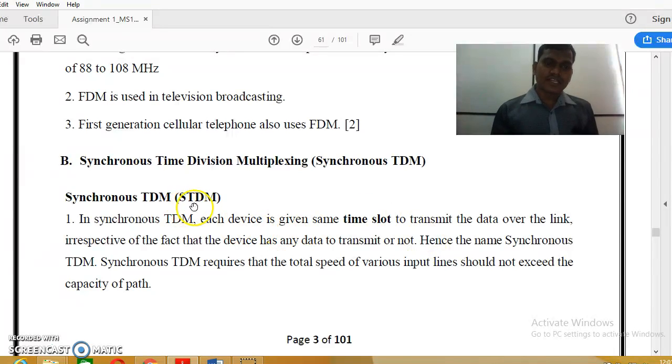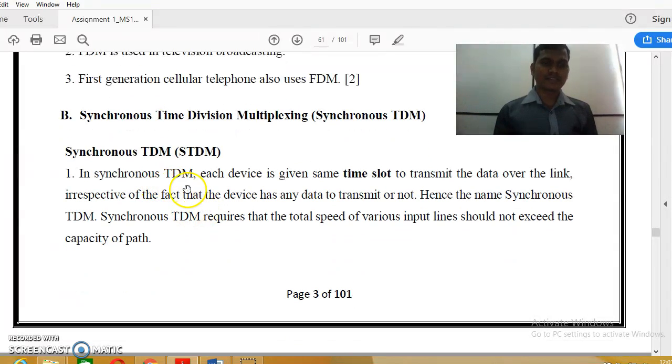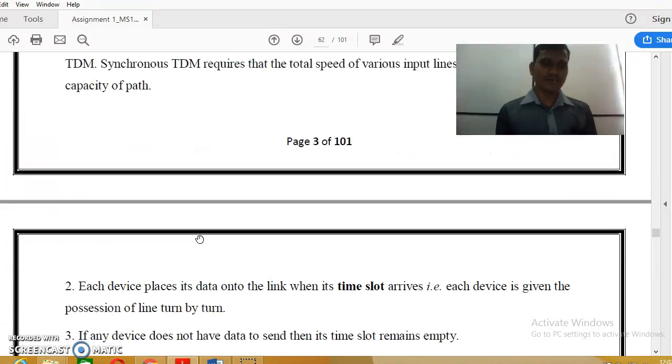Synchronous time division multiplexing. In synchronous time division multiplexing, each device is given the same time slot to transmit data over the link, irrespective of whether the device has any data to transmit or not. Hence the name synchronous TDM. Synchronous TDM requires that the total speed of the various input lines should not exceed the capacity of the path.